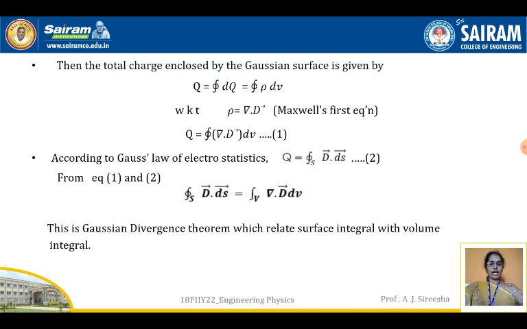According to Gauss law of electrostatics, the total charge enclosed, capital Q, is equal to the surface integral of D dot dS over a closed surface. This is equation 2. So from equations 1 and 2, since the LHS are equal, the RHS can be made equal. Therefore, integral of D dot dS is equal to integral of del dot D dV. That means the Gauss divergence theorem relates the surface integral and the volume integral.